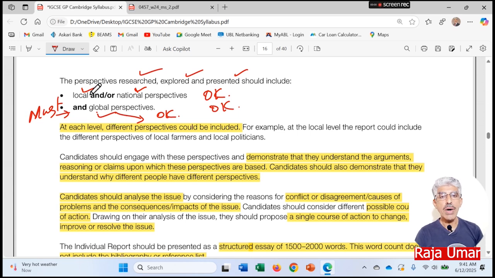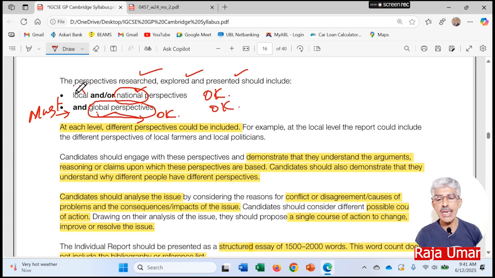And what we recommend to the students is that they can skip the local one and put in the national perspective and global perspective in their individual report. And we do not recommend the local one, as it might consume a lot of word count, and you may not be able to reach the overall research skill and the conclusion of the whole report within 2000 words.